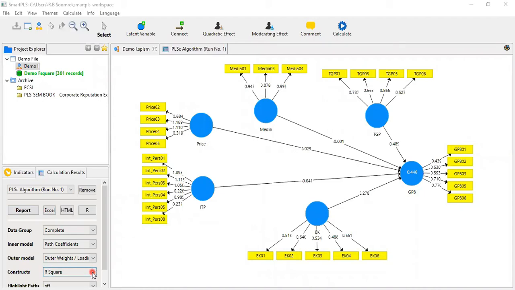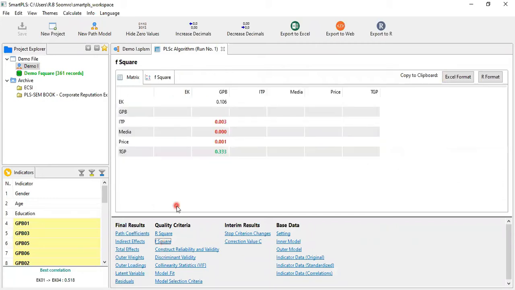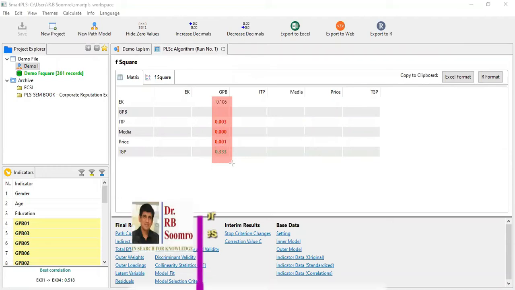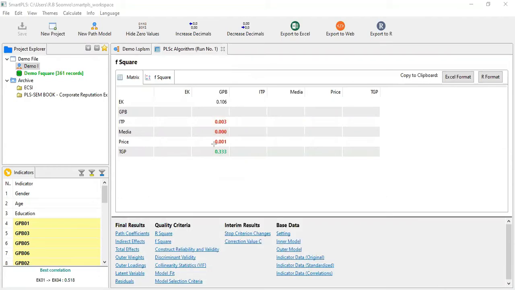Okay, and then what we should do is check here. You can check the R square from here also, and alternatively you can go to the report. In the report, R square is available, but we are interested in the F square. In the F square, see here. Now here the different values are there. Some are in green, one is black, and one is green. What are these different colors? First of all, I would like to talk about these three: ITP, media, and price.